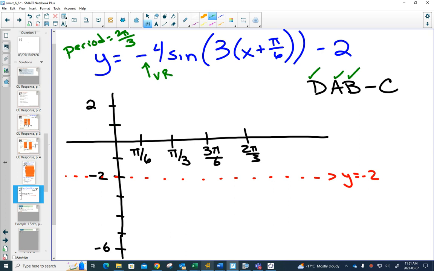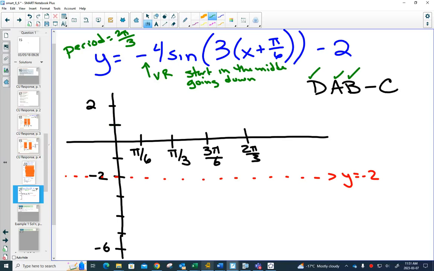What does a vertical reflection do for a sine graph? Well, a sine graph normally starts in the middle going up, but can you see if you flipped it? It will start in the middle, but going down instead of up. If you had a negative cosine graph, a cosine graph normally starts at a maximum. Does it make sense that a negative cosine graph would start at a minimum?